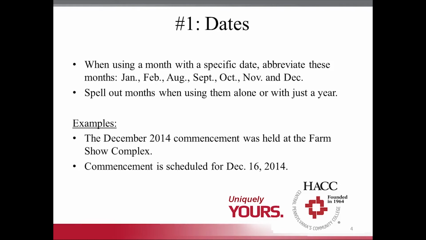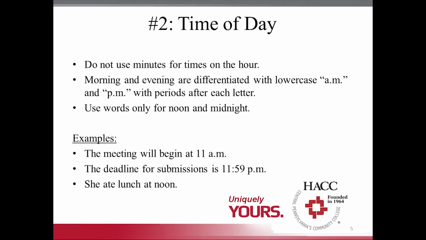For the first example, we're using just the month and the year, so we spell out December. In the second example on the screen, we're abbreviating December because we're using it with the specific date of December 16th. You'll also notice that in AP style, you don't use the TH or ST after the number for the date. So if it was December 1st, while we may speak that when we read it, we only use the number figure to write the date.